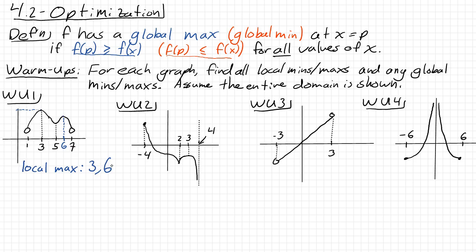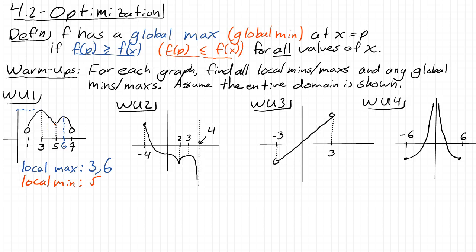Then there's a local minimum at x equals 5, because at x equals 5 here, f of 5 is a little bit less than f of 4.9 or f of 5.1. This point is a little bit lower on the graph than all the other points around it. So that's a local minimum.